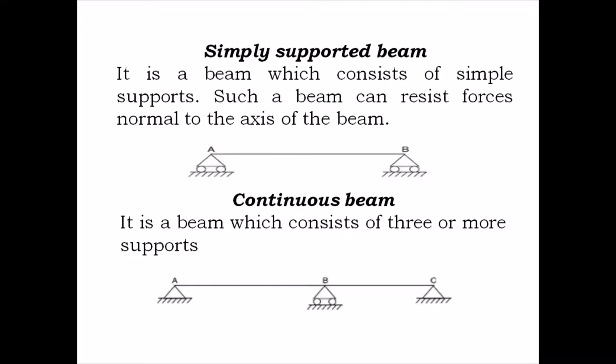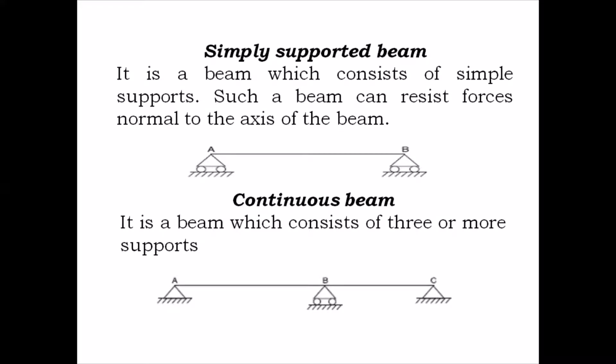Quickly we shall recap. Simply supported beam. What is a simply supported beam? It is a beam which is supported at both the ends, and the supports may either be a roller type of support or a hinged type of support. The next one is a continuous beam.